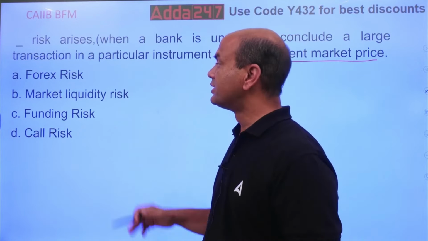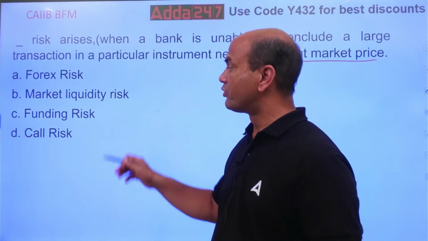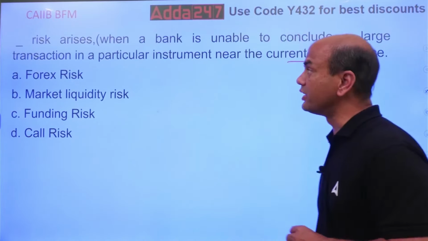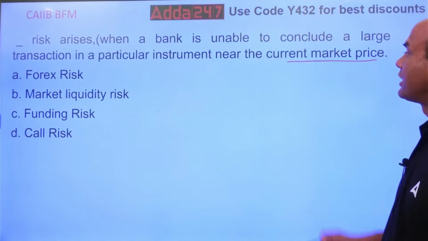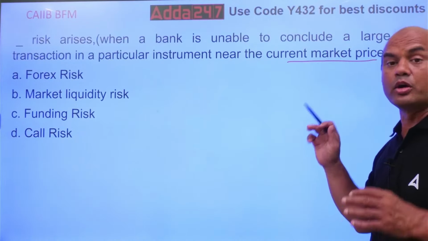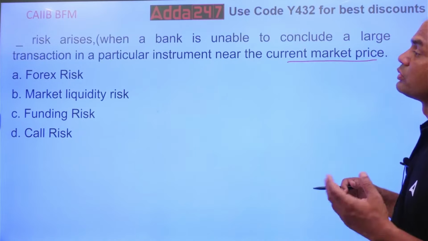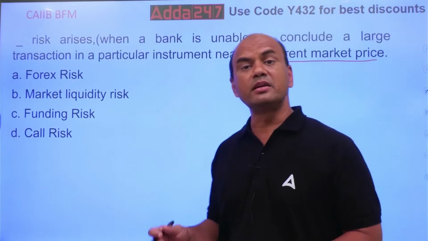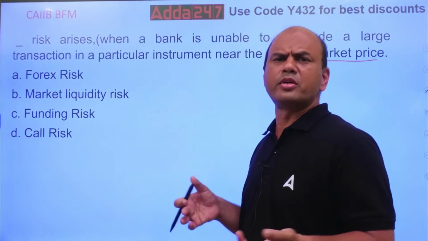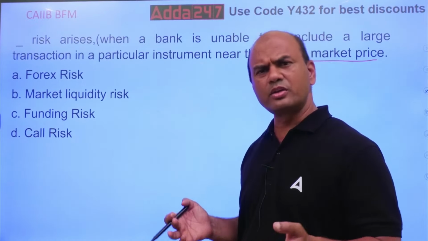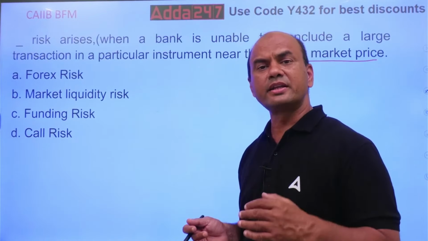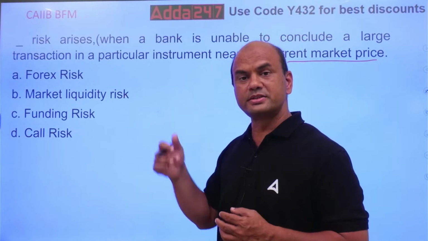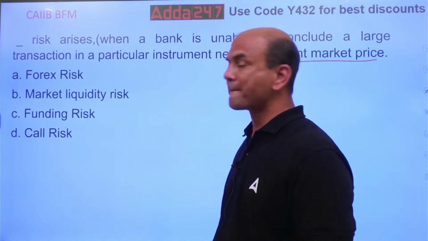Forex risk, market liquidity risk, funding risk, and call risk. Which risk am I facing? If I am buying a bond at a current market price, means I am not able to conclude a transaction at a current market price. Take the reverse case. Suppose I have to sell a bond at the current market price, I am not able to sell it. There are no buyers. So in that case, I will have to reduce the price. Which risk am I facing?